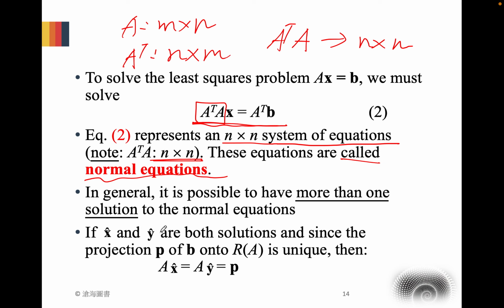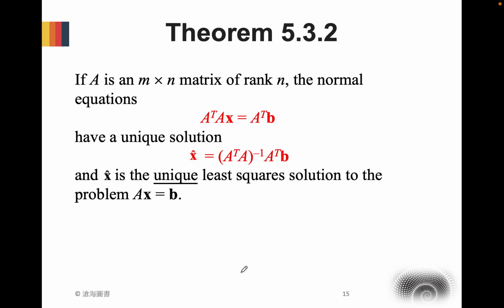So if x hat and y hat are both solutions to this normal equation, and since the projection P of b onto R(A) is unique, then A x hat should be the projection P of b onto R(A). Because the projection should be unique, A x hat should be equal to A y hat should be equal to P. Okay, so in fact this least square solution is unique.